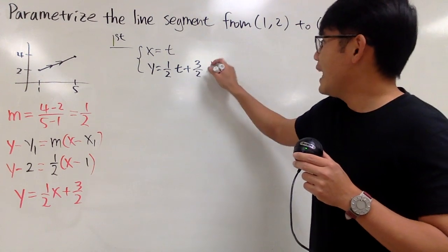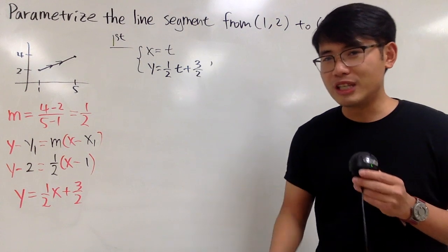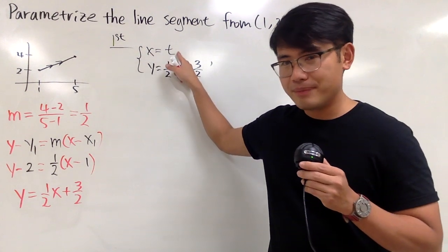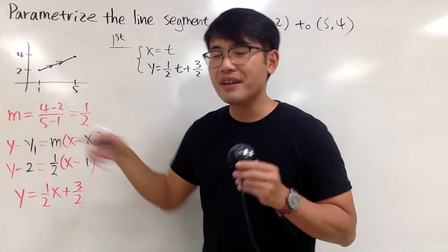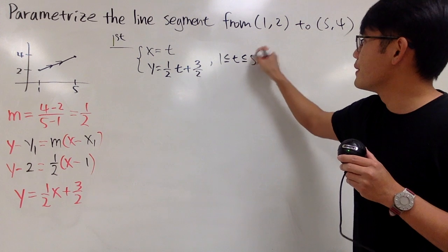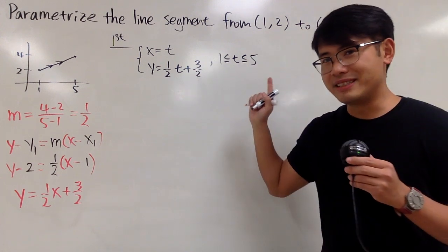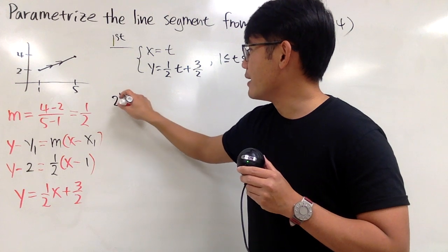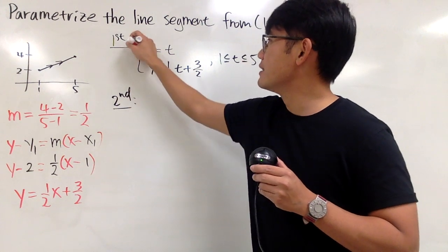Now, whenever we have a parametric equation, we should also give the time interval. And you see, x is the same as t. x is going from 1 to 5. Therefore, the time goes from 1 to 5. So, just like this. This is the easiest way to do it. Now, let's take a look at the second way to make this happen.